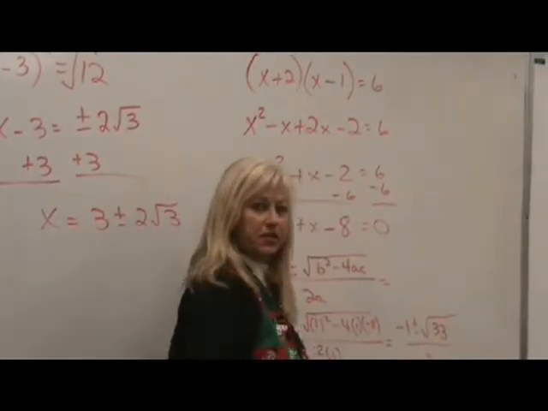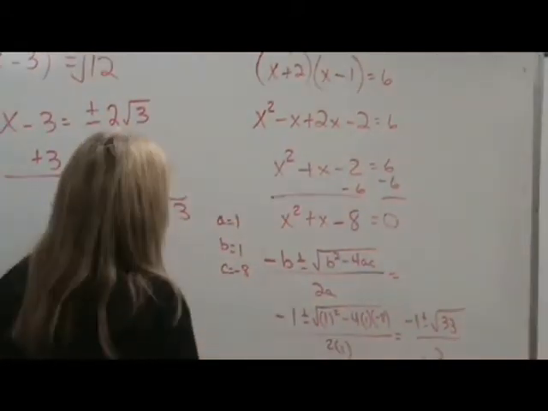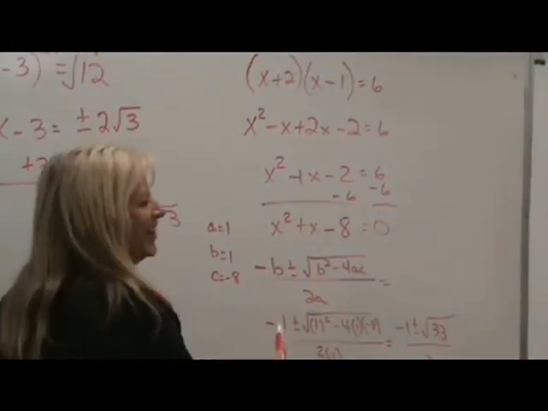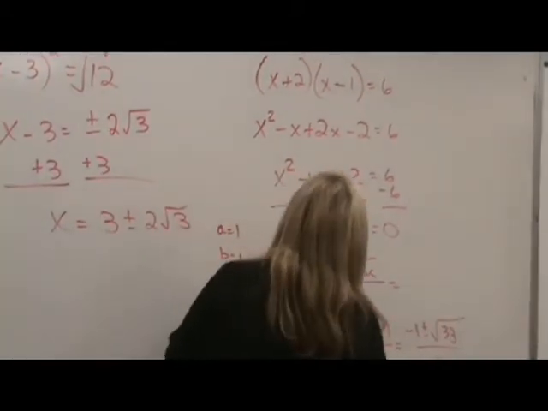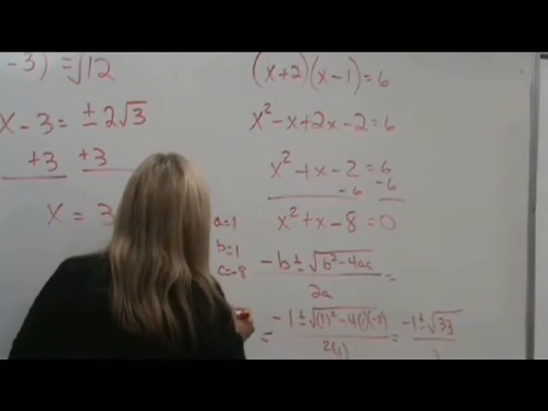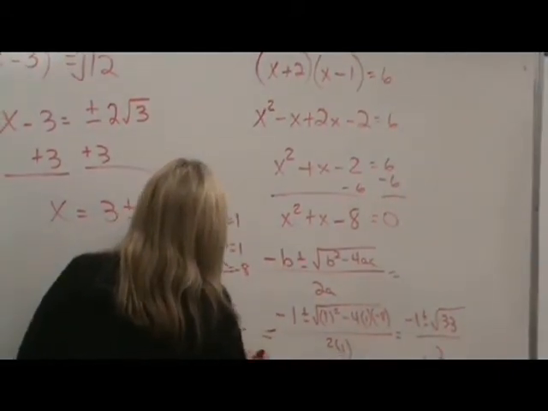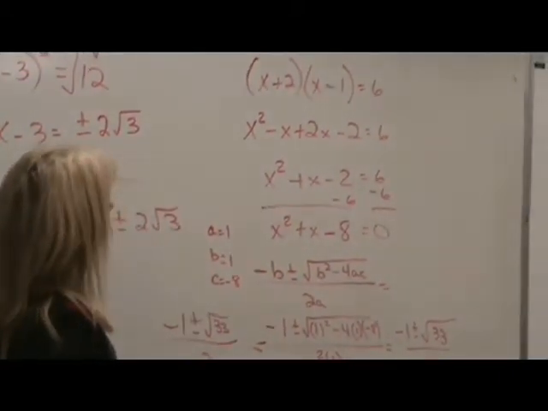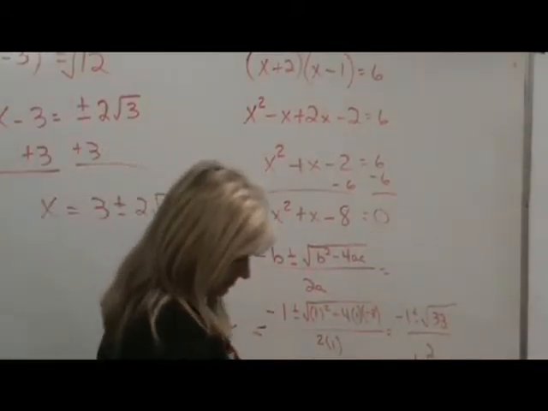My camera only goes to about right there. I have little errors trying to figure out where it goes on the board. But that answer might not be in there, so let me put it over here. Plus or minus the square root of 33 over 2. Alright? So you good with those? Yeah. Okay.